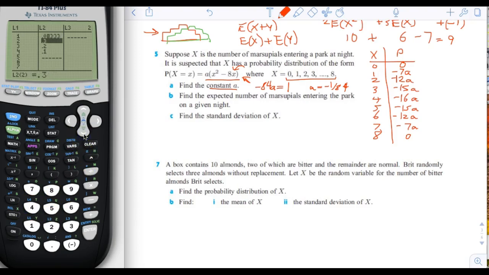It's the first one. And the next one is 12 divided by 84. And the next one is 15 divided by 84. And the next one is 16 divided by 84. And then I repeat again, 15 divided by 84, and 12 divided by 84, and 7 divided by 84.